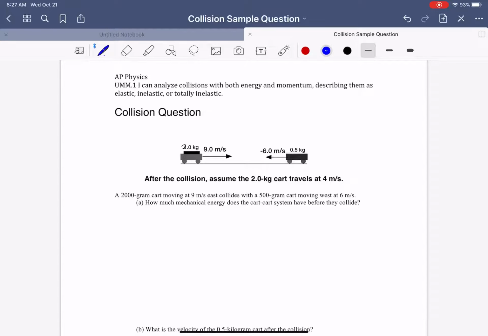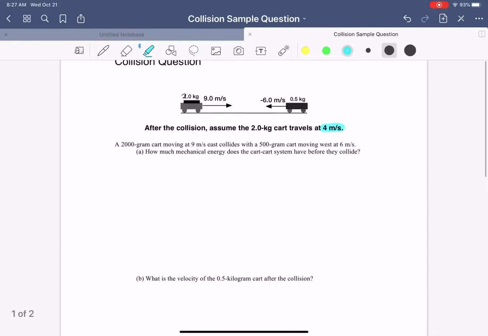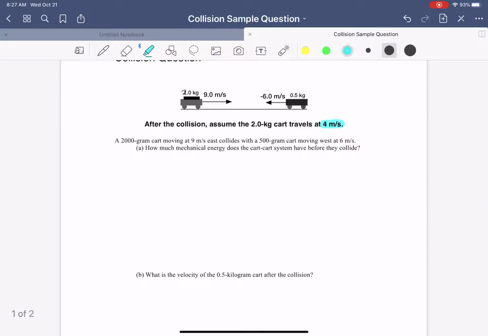In class, each one of you is going to do this type of question, so I thought I'd go through it to make sure you knew the steps to take. Here I have a 2 kilogram cart moving at 9 meters per second. It's going to collide with a 0.5 kilogram cart moving at negative 6 meters per second. After the collision, we're going to assume that the 2 kilogram cart travels at 4 meters per second. So it asks, how much mechanical energy does the cart-cart system have before they collide?